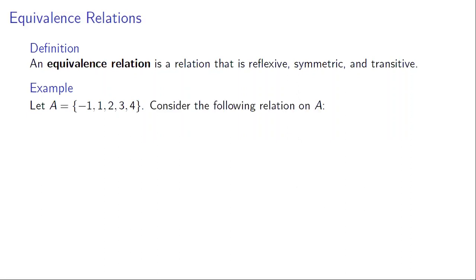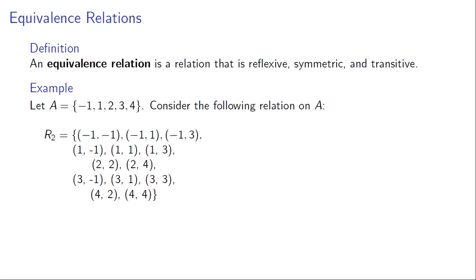Consider the following relation on A. It's a relation on A, called R2. And as usual, it's a set of ordered pairs. And here are the ordered pairs in the relation R2.